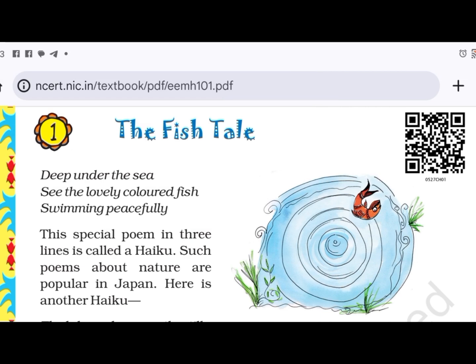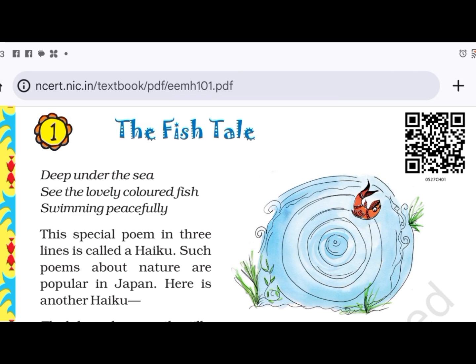Deep under the sea, the lovely colored fish swimming peacefully. What does it mean? There are many types of fishes, many colors, and many different shapes. They swim under the sea. Some of them are really small, and some of them are very large. And they have different colors, different shapes, and different species are there in the sea.